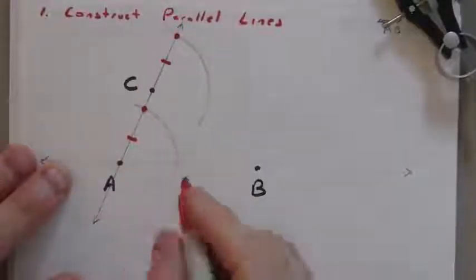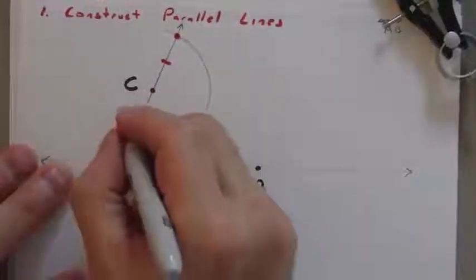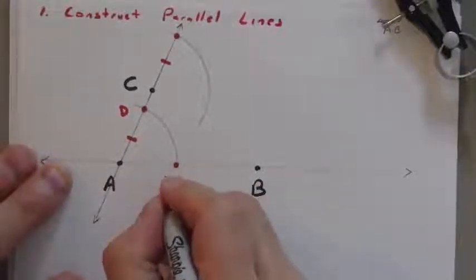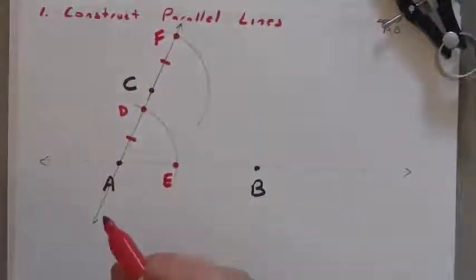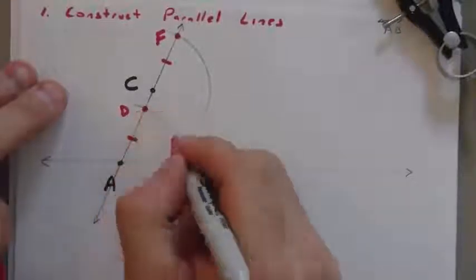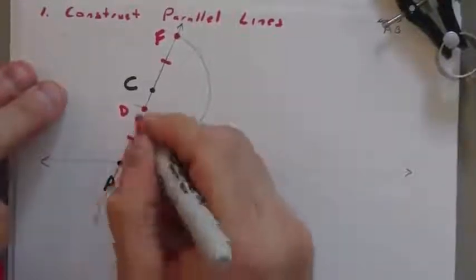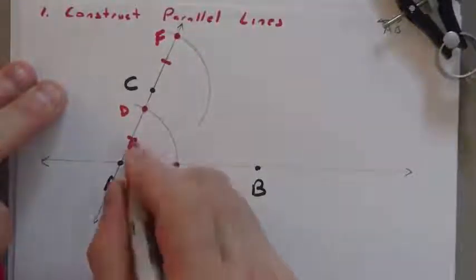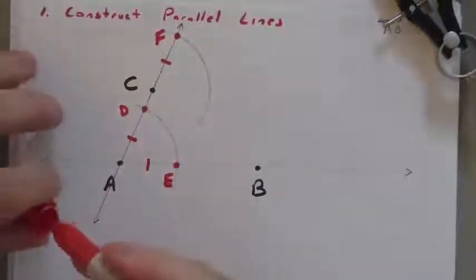Okay, so let's label those points. So we got A, B, C. Let's call this one D. And let's call this one down here E. And let's call this one up here F. Okay, now, as I said, since we've got this arc here, this segment is congruent to that segment, and likewise right here as well. So, got them all marked.